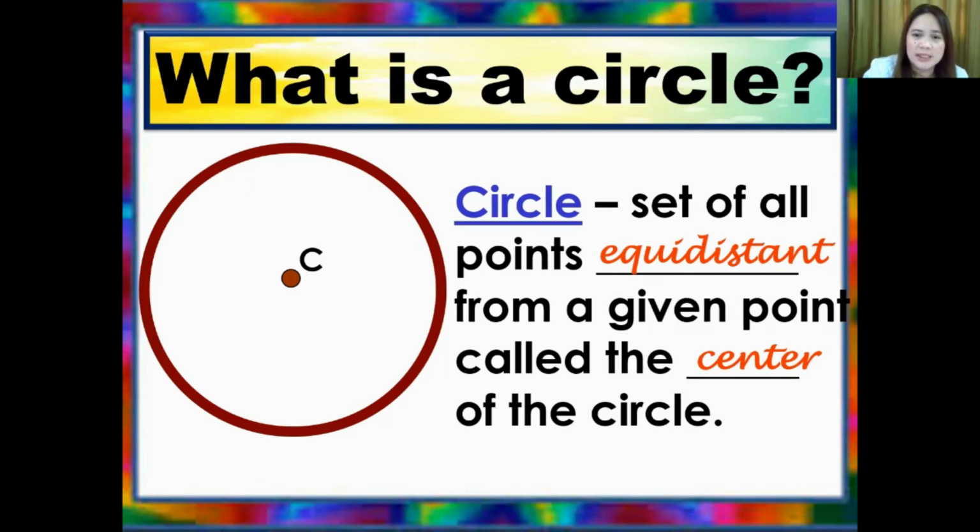of the circle. As you can see, all these points around the circumference of the circle have the same distance from the center of the circle. So if I get the distance from the center to any point of the circle, that is also the same distance from the center to this point. So again, a circle is a set of all points equidistant from a given point that is called the center of the circle. The center of the circle here is letter C, and it is represented by a small dot.